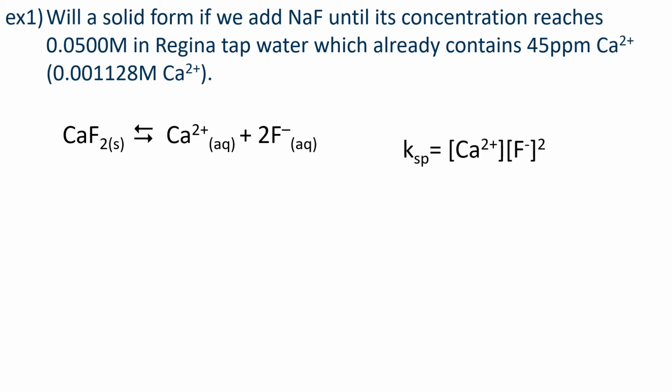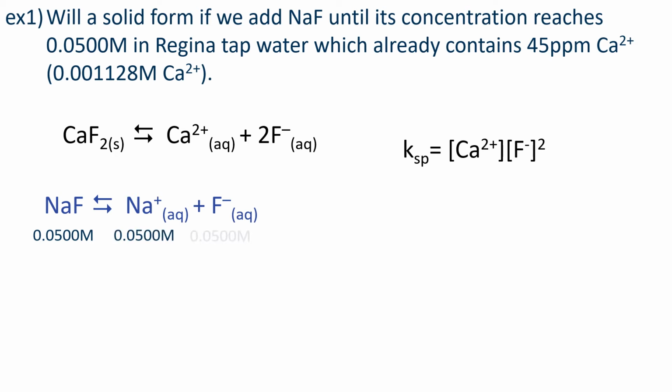Now, we know the calcium ion concentration because it was given to us in the question, but we don't know the fluoride ion concentration. But we were given the concentration of sodium fluoride. So we're going to do a balanced decomp reaction for sodium fluoride. And if the sodium fluoride concentration is 0.0500 molar, and one sodium fluoride makes one sodium ion, and one sodium fluoride makes one fluoride ion, then the concentration of Na plus and F minus will both be 0.0500 molar.